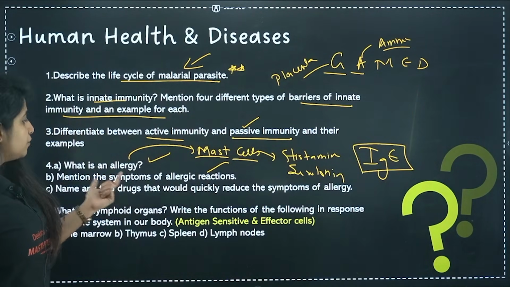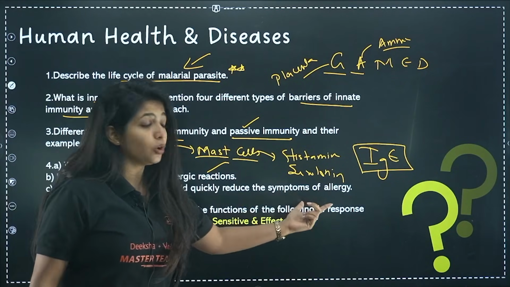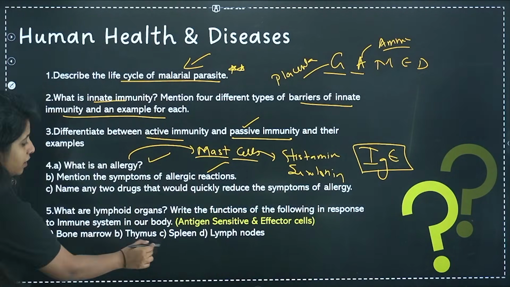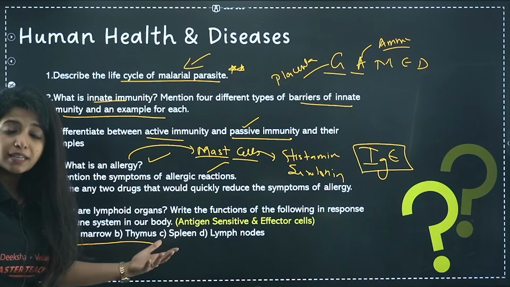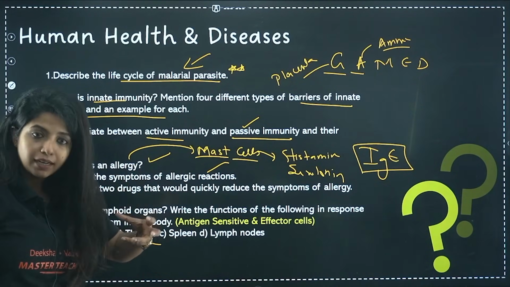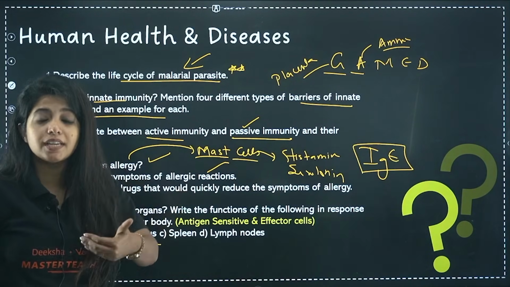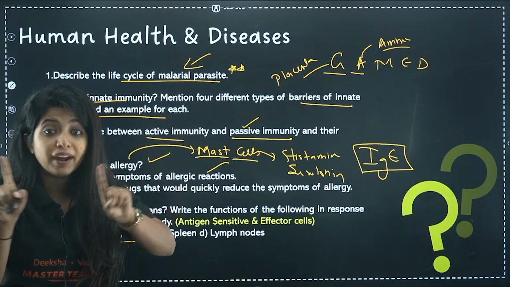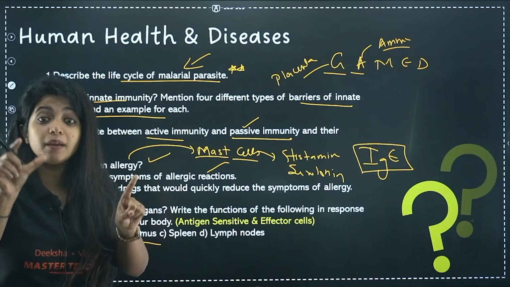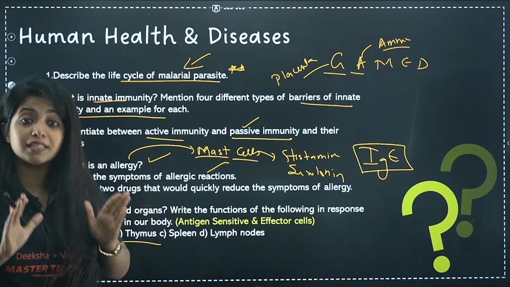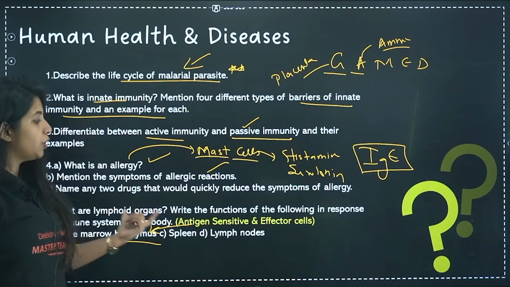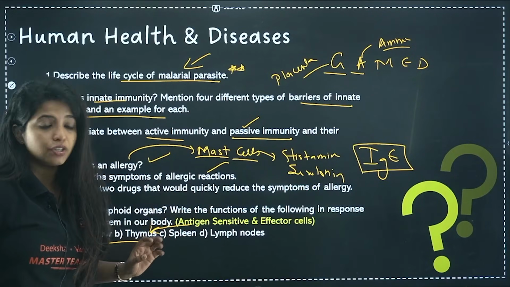Yes. Now, what are lymphoid organs? Write the functions of the following in response. So you should know what are primary lymphoid organs. These two are primary lymphoid organs, where basically the lymphocytes are made, they mature and they become antigen sensitive. That means they know that they have to fight against antigens, but they do not fight over here. Remember, they become antigen sensitive. They don't do the action over here. So always remember, primary lymphoid organs are where cells become antigen sensitive.